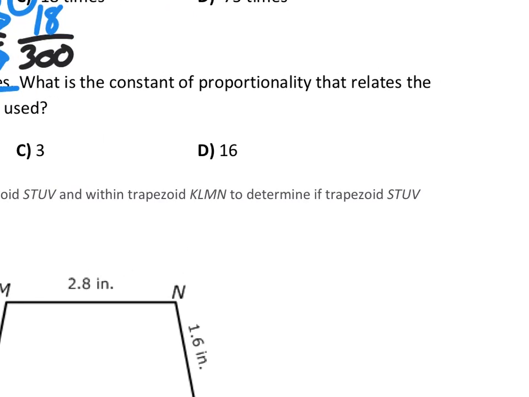All right, number 5. A recipe says to use 3 cups of sugar to make 48 cookies. What is the constant of proportionality that relates the number of sugar cookies made to the number of cups of sugar used? Pretty much it just wants to know how many cookies we are going to get per cup of sugar. So you can kind of set this up as a proportion if you want to, but I'm just going to say this is going to be cookies, if I can spell cookies right, per cup of sugar.